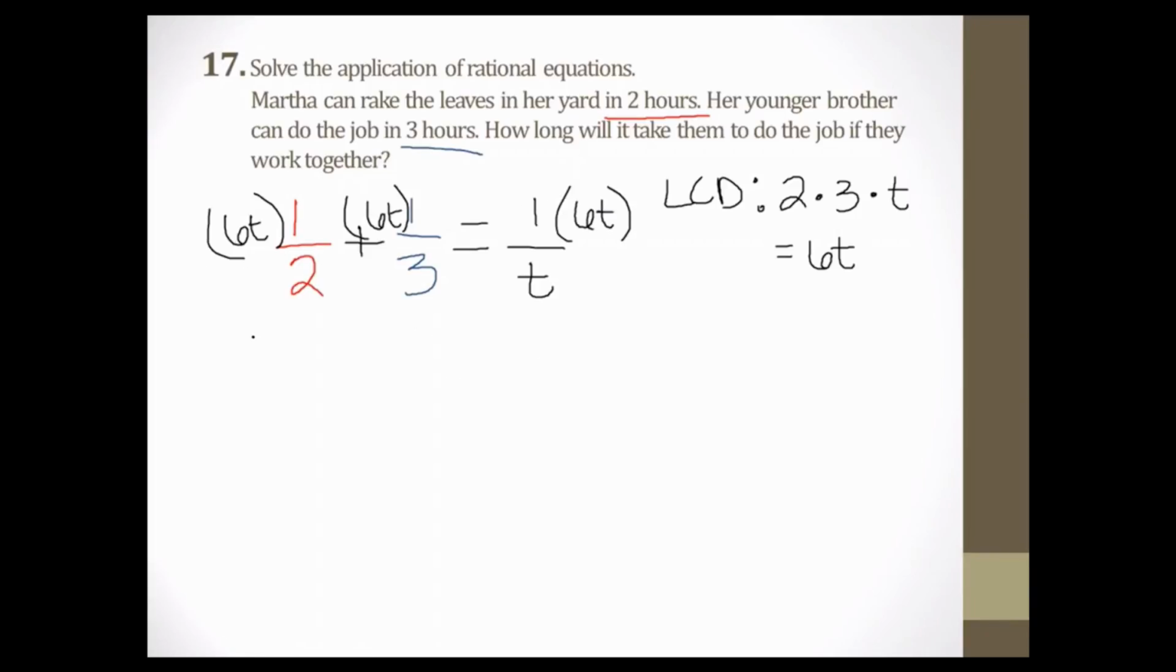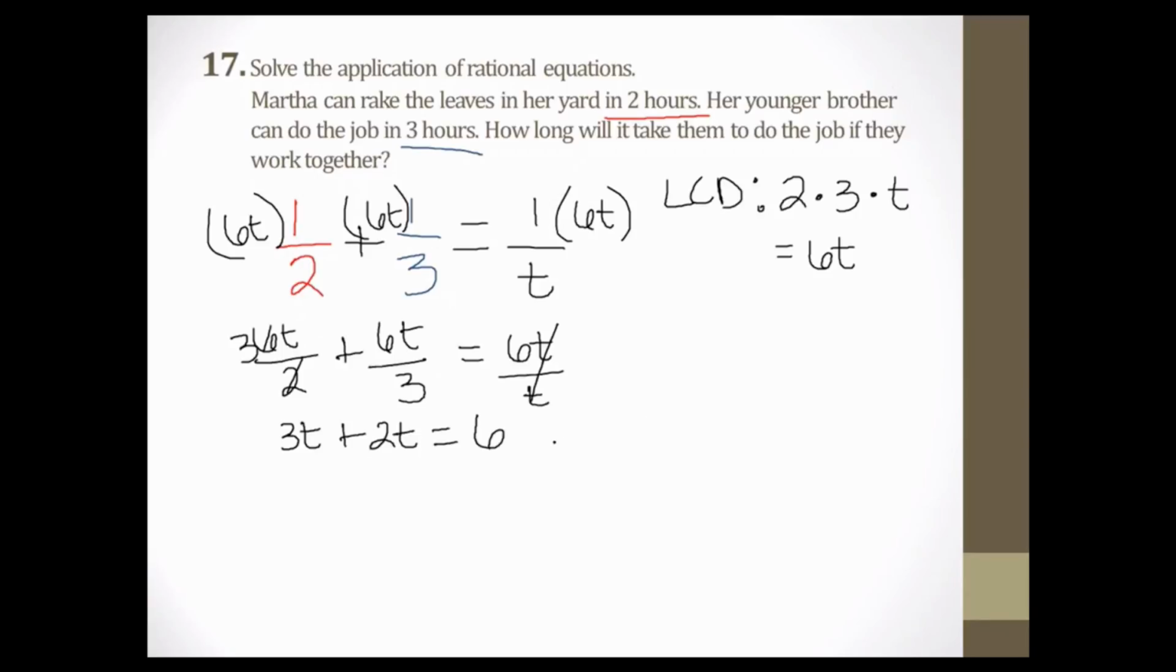So 6t over 2 plus 6t over 3 equals 6t. Okay, so 6t divided by 2, that's going to cancel to just 3t, because you can divide both by 2. 6 over 3 is 2t. 6t over t, the t's cancel. All right, we're left with 6. So 3t plus 2t is 5t equals 6. Solve for t by dividing by 5. So t equals 6 over 5.